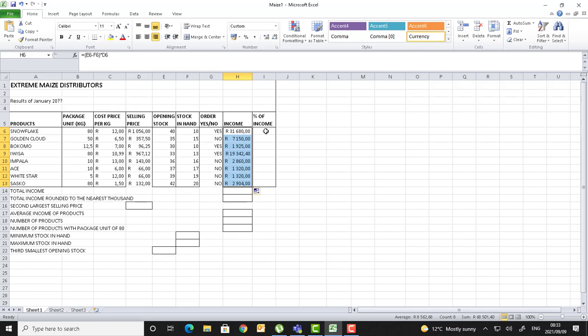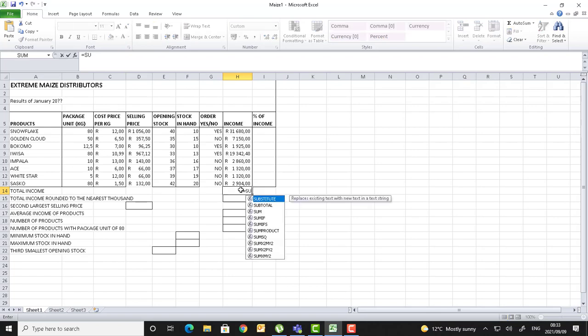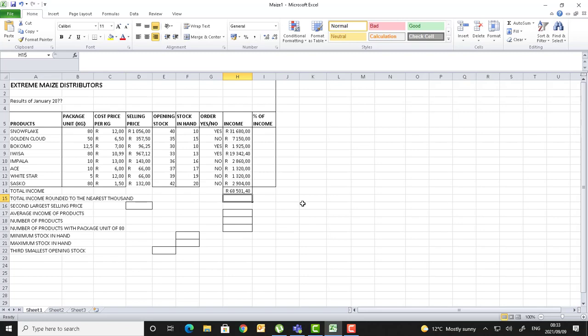Total income. So they want me to go down first before I come to this one. Total income equals the total of the income column. So we all know this is a basic function, equals SUM, and then I can have the total of all the income there, 68,501 and 40 cents.